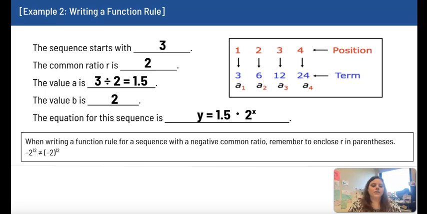Remember that when writing a function rule for a sequence with a negative common ratio, you will want to use parentheses. This is because a negative 2 to the power of 12 is not the same as that negative 2 in parentheses to the power of 12. So if you have a negative common ratio, in this case we had 2, but if we had negative 2, you'd want to use parentheses to help show that the common ratio is negative 2.